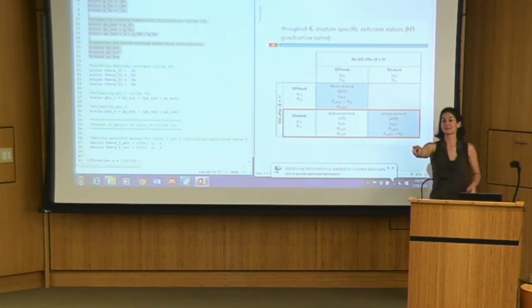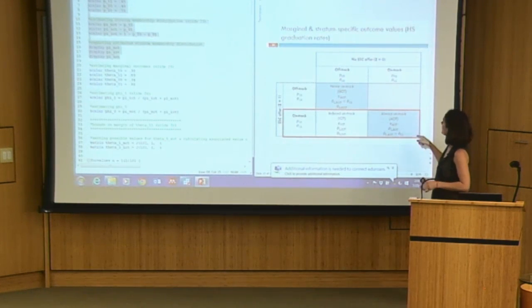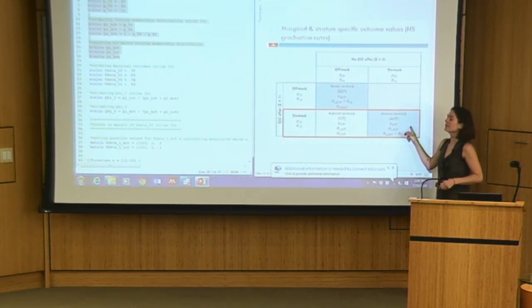So there are different kinds of exclusion restrictions. Let me be more specific. What if we wanted to say, for these kids who are always on track, whether they're in an SSC or not, it's going to have no bearing. We're going to feel okay saying 0 treatment effect here.